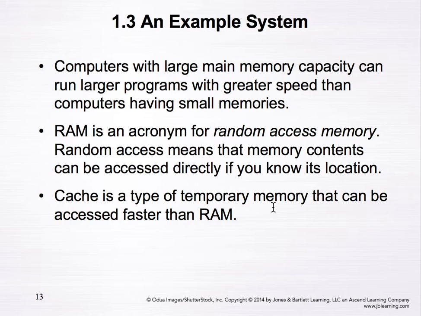Cache is a type of temporary memory that can be accessed faster than the RAM. Basically, the computer may have several cache memories that are close to the CPU, which can help improve the performance of the system.